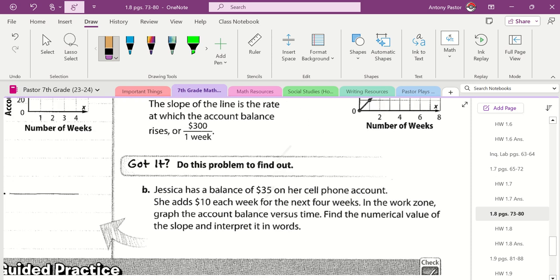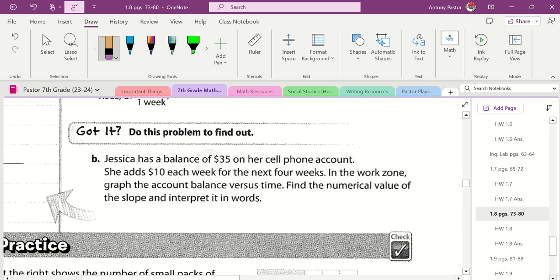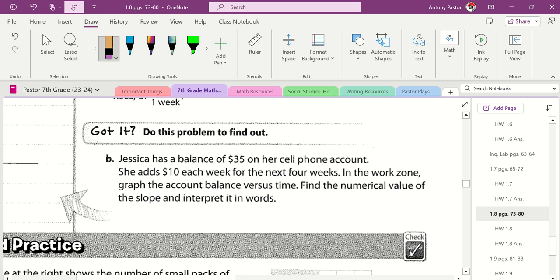Now, the question here is question B. Jessica has a balance of $35 on her cell phone account. She adds $10 each week for the next 4 weeks. In the work zone, graph the account balance versus time. Find the numerical value of the slope and interpret in words.